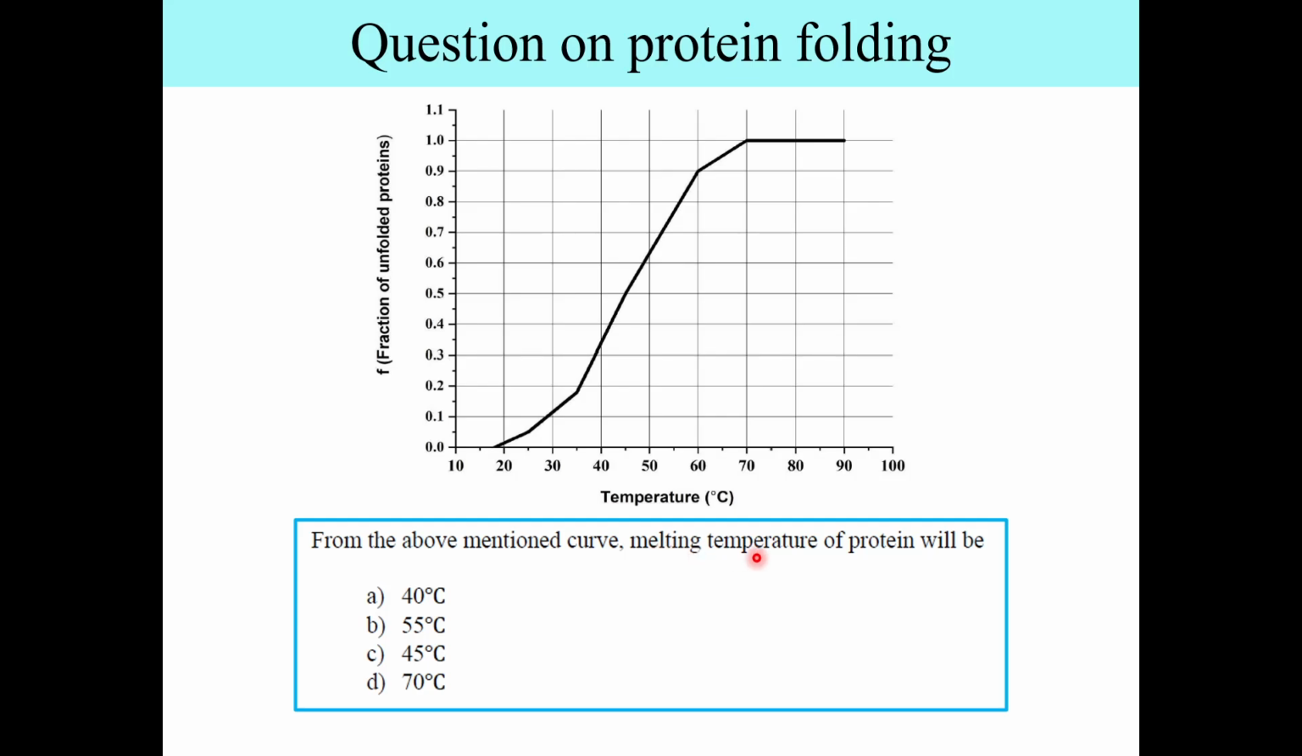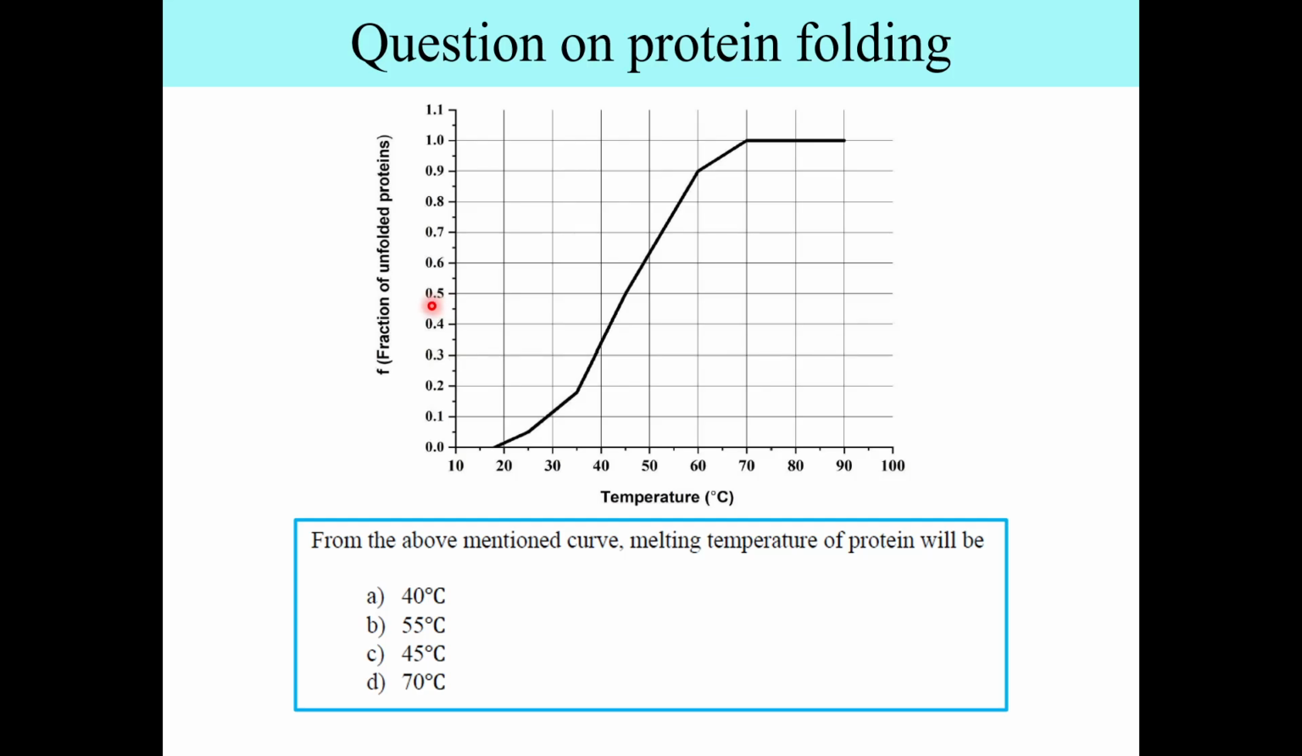So what is the melting temperature of the protein? That is what they are asking, right? So melting temperature is the temperature at which 50% of the protein has been unfolded. So from this figure you can say that at what?